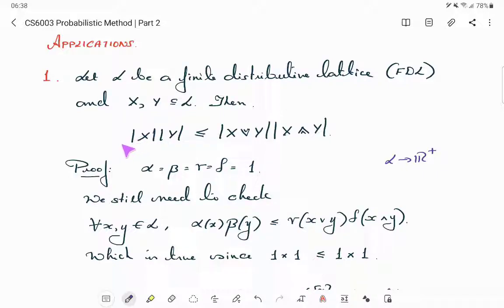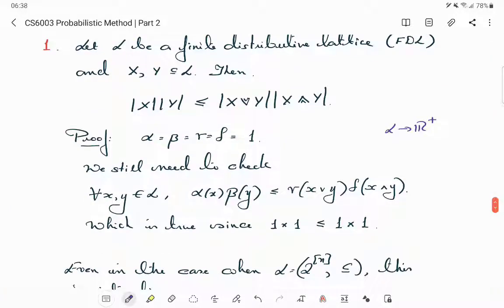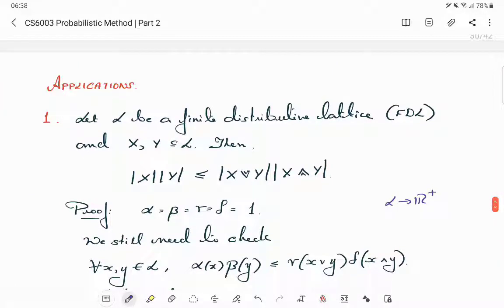Cardinality of X is just alpha of X, because alpha is the constant function on the lattice. So when you overload this function and apply it on sets, it essentially counts the cardinality of that set. So this alpha of X is the cardinality of X. Similarly, the others also, right? Beta of Y is the cardinality of Y. Gamma of X pairwise join Y is the cardinality of X pairwise join Y, and so on. Direct application. This is a very quick application, but this is an interesting result.